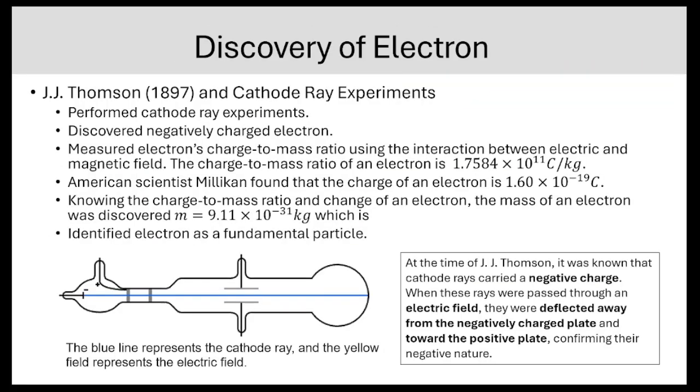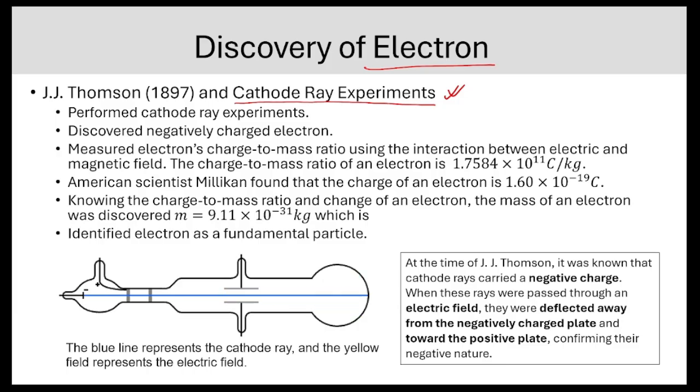And then in 1897, J.J. Thomson performed a series of cathode ray experiments that led to the discovery of the first subatomic particle, the electron. So the electron was discovered in 1897 in the series of cathode ray experiments performed by J.J. Thomson.